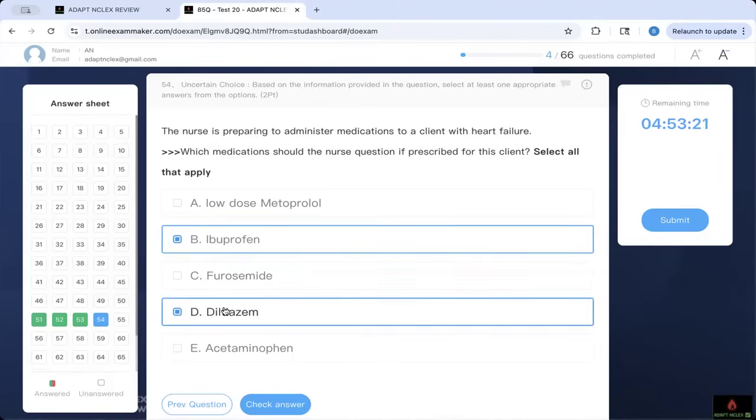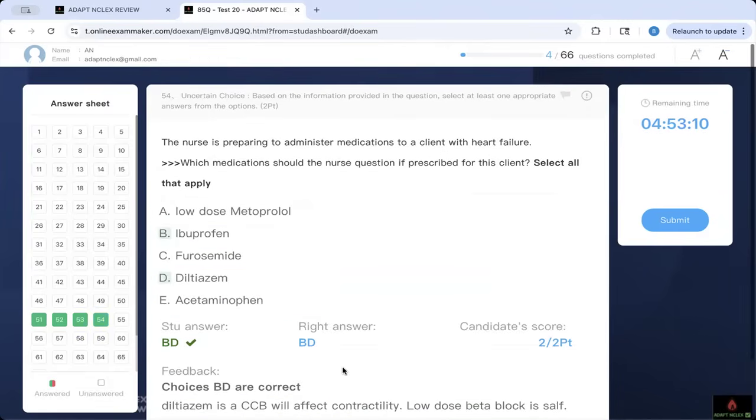I'll go with it. The calcium channel blocker can basically depress the heart. It's like a beta blocker, right? It slows down the heart. It can cause fluid retention. So we should avoid it.